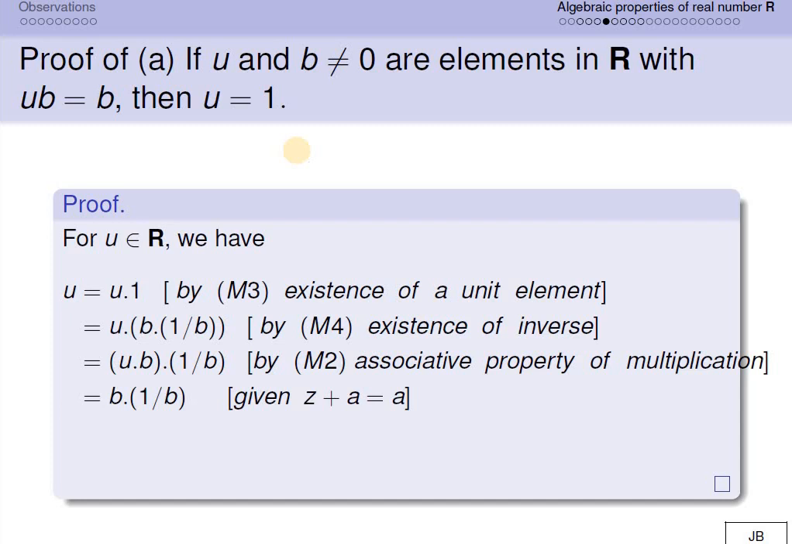So b into ub equal to b. Now b into 1 by b is equal to 1 by existence of inverse element again. So we have proved that u equal to 1.